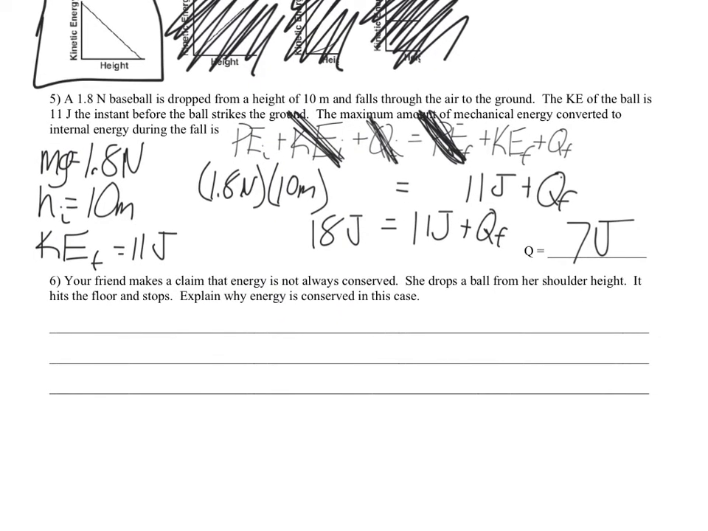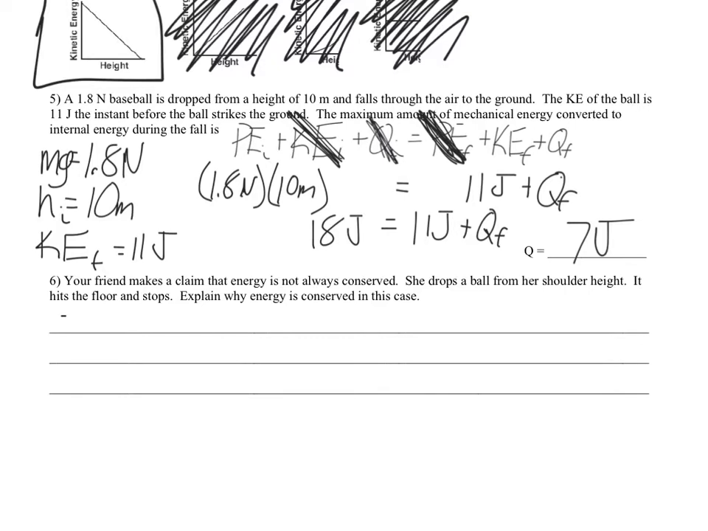If we look at number 6, it says your friend makes a claim that energy is not always conserved. She drops a ball from her shoulder height. It hits the floor and stops. Explain why energy is conserved in this case. So all of the energy must have been turned into internal energy or thermal energy or something when it stopped on the floor. So what does that look like?